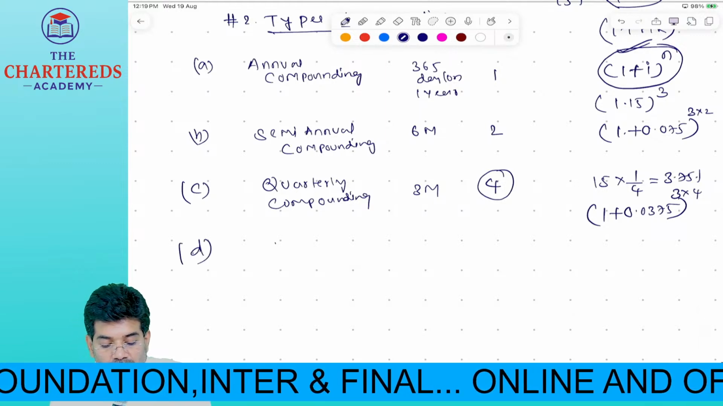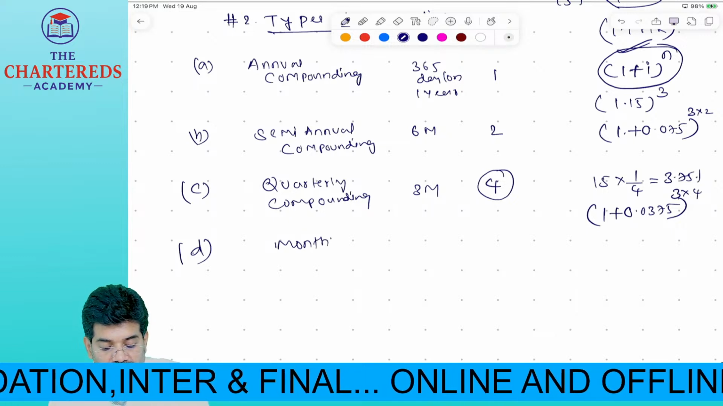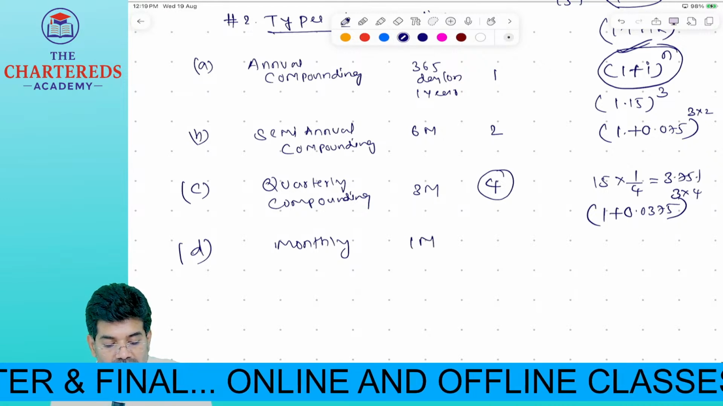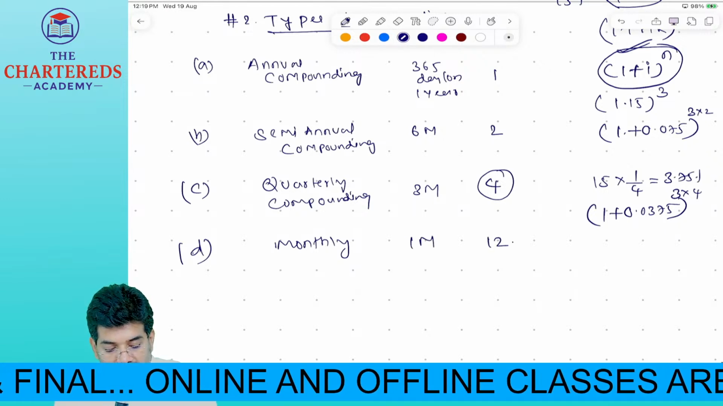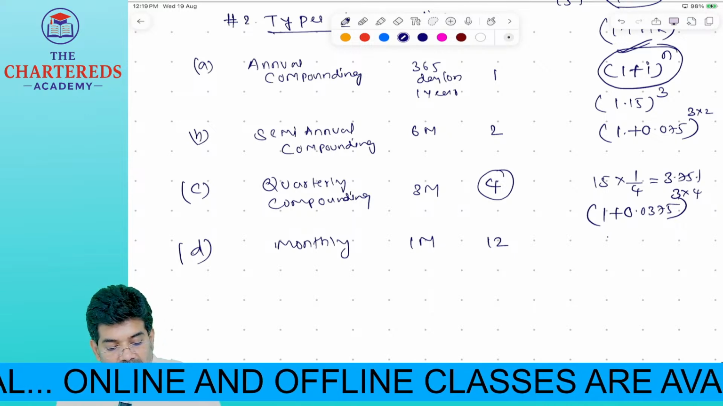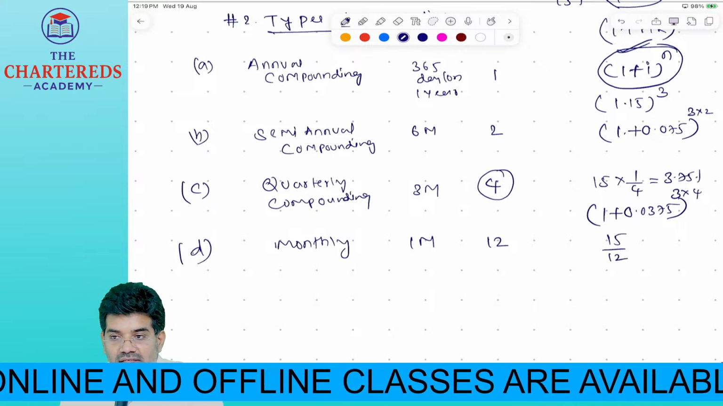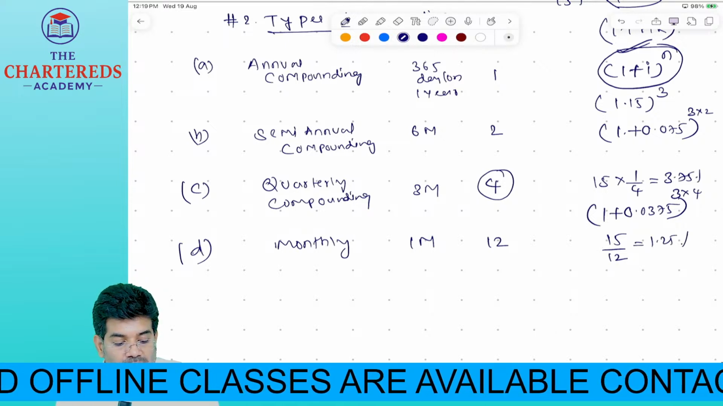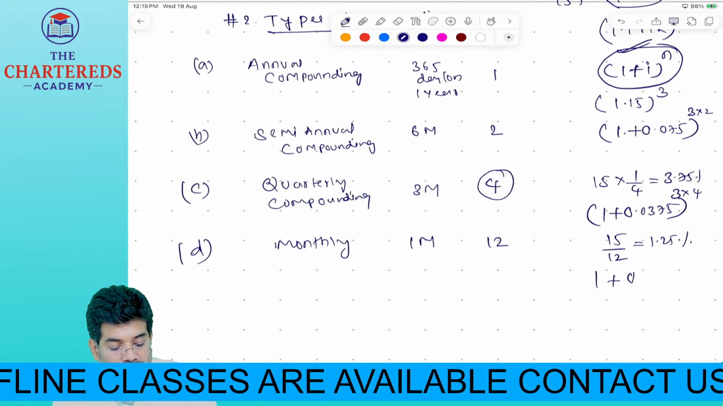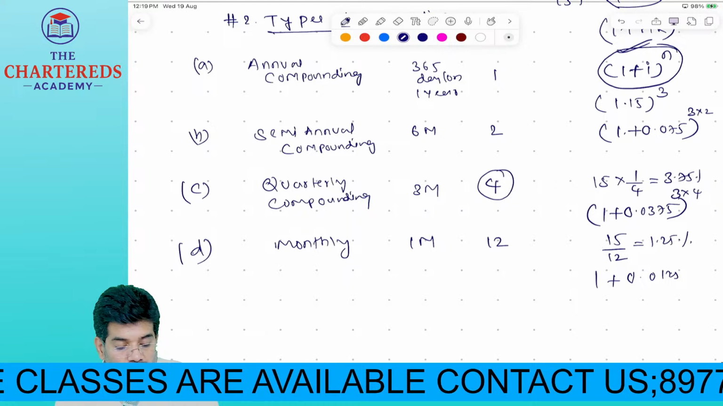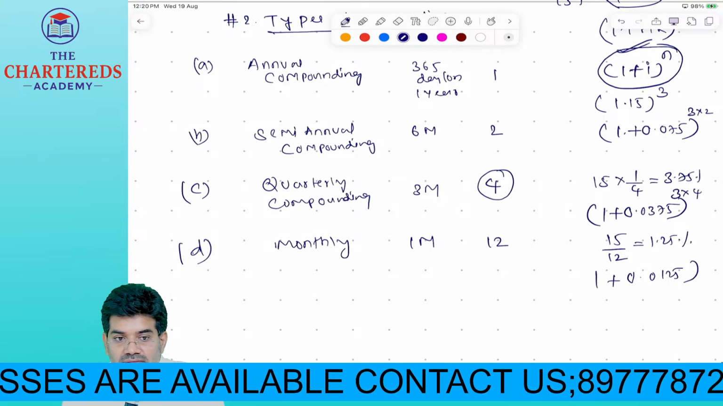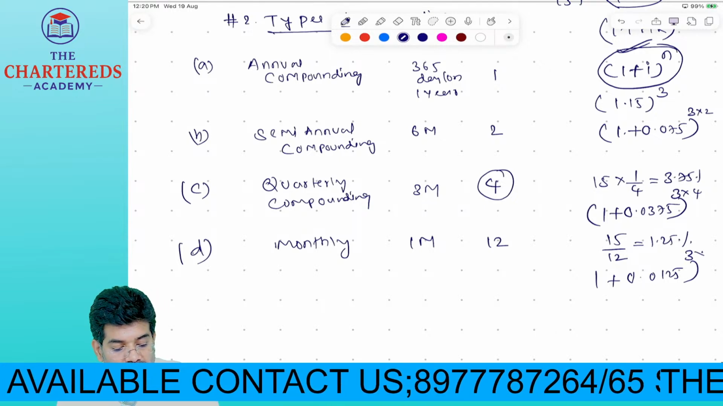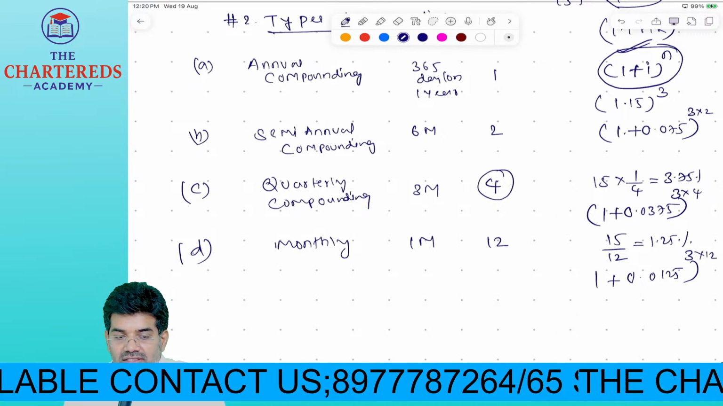Next, that is compounding quarterly. Monthly, I think. Monthly scenario. What is the period? 1 month. In a year, how many times? 12 times. So అప్పుడు ఏం చేయాలి మనం? 15 divided by 12. Monthly interest rate వస్తుంది మనకి 1.25%. అప్పుడు 1 plus 0.0125 whole power 3 into 12, 36 అంతేనా?